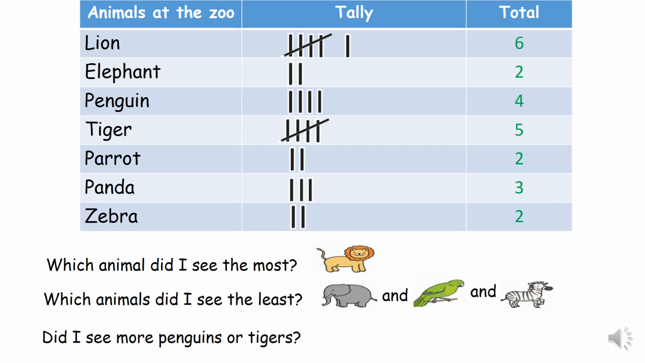My next question asks me, did I see more penguins or tigers? What do you think? Have a look at the tally chart and look at the number of penguins and compare it to the number of tigers. Which did I see more of? That's right, I saw more tigers than penguins because I saw 5 tigers and I only saw 4 penguins. So I saw 1 extra tiger compared to the number of penguins.